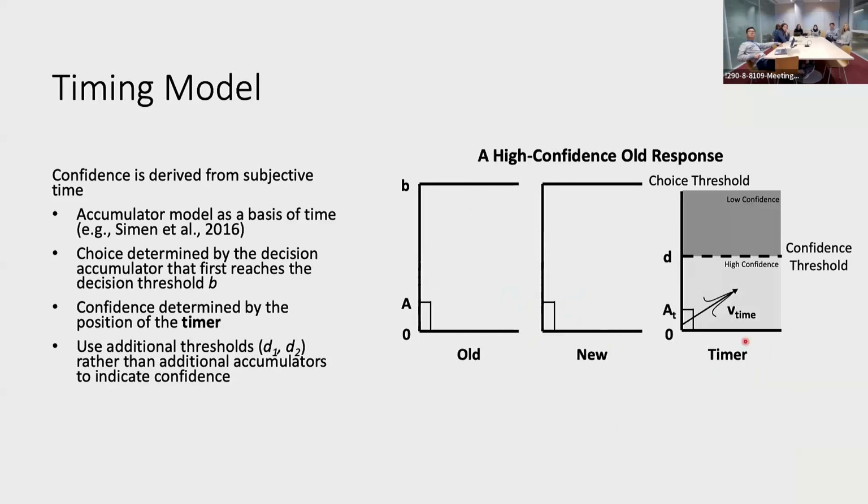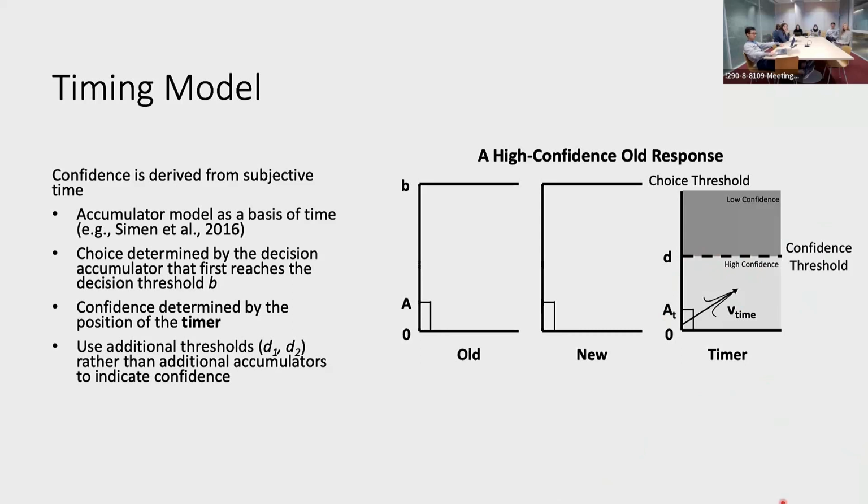The reason for having this additional accumulator for subjective time is that it is theoretically consistent with the psychological construction of time and the idea that time determines confidence. So theoretical works like Simen et al. 2016 have been using diffusion models as an effective measure to get the sense of time that has elapsed. So that's the reasoning for the time accumulator here. Again, we apply the confidence thresholds to the timer to map out the discrete confidence levels.